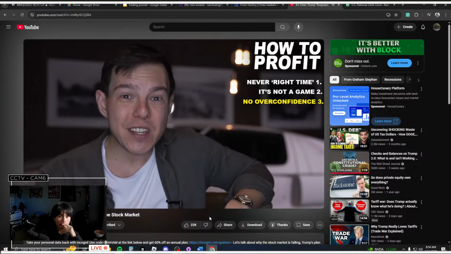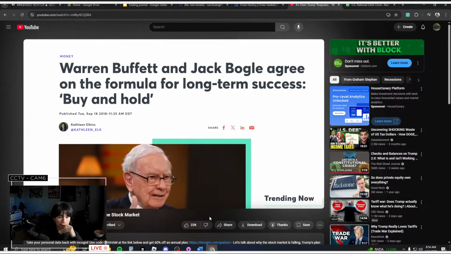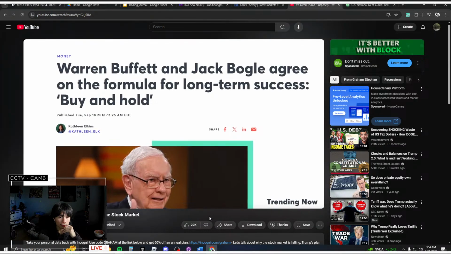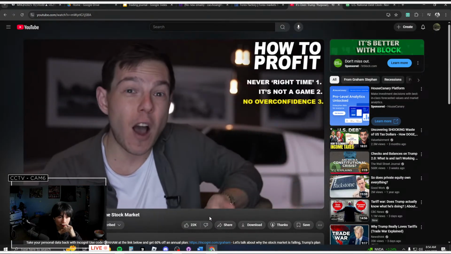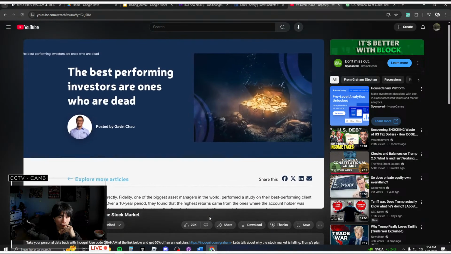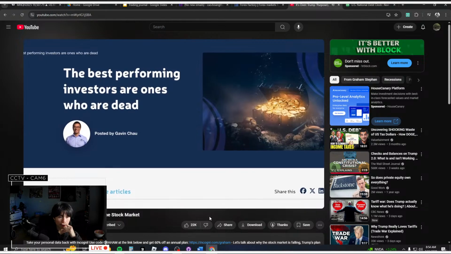For example, every single study shows that the best investors of all time simply buy into an index fund on a regular basis and hold it for 20 years. This is why dead people often make the best investors, because they don't touch it. They just buy and they hold. And that is what chances are you probably need to do as well.